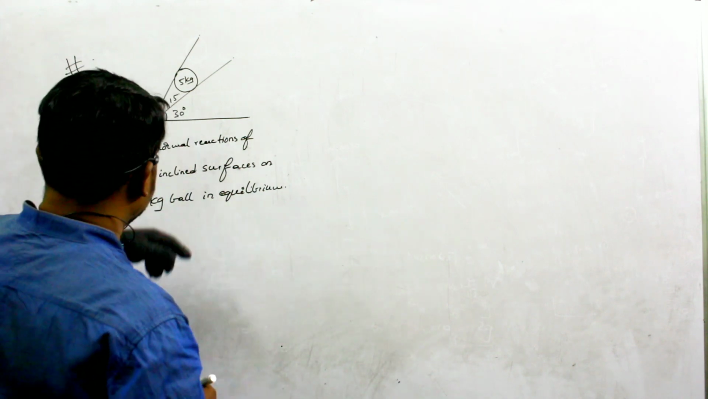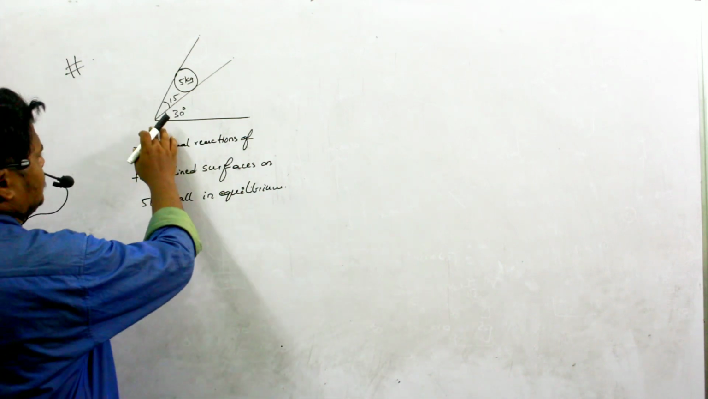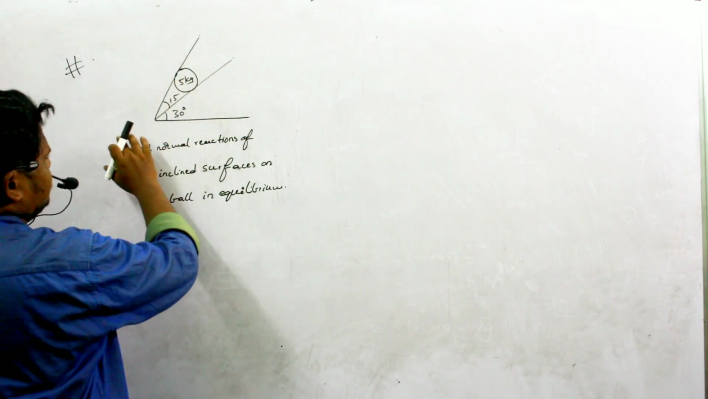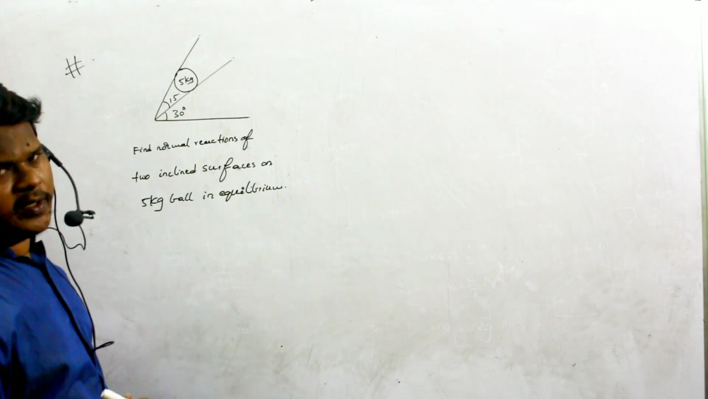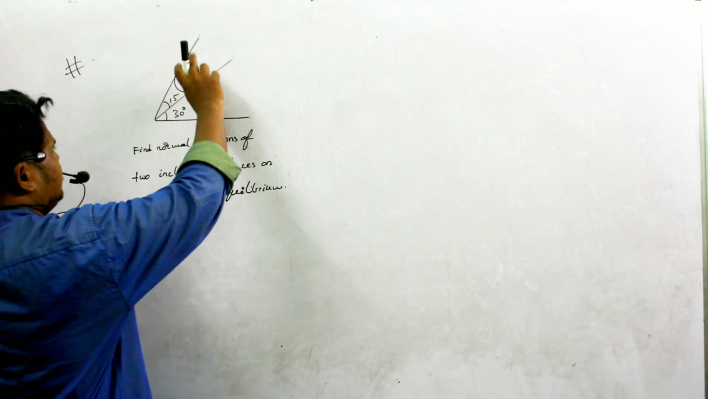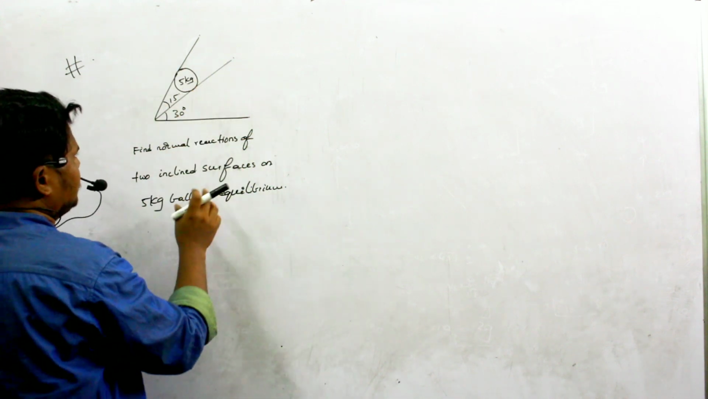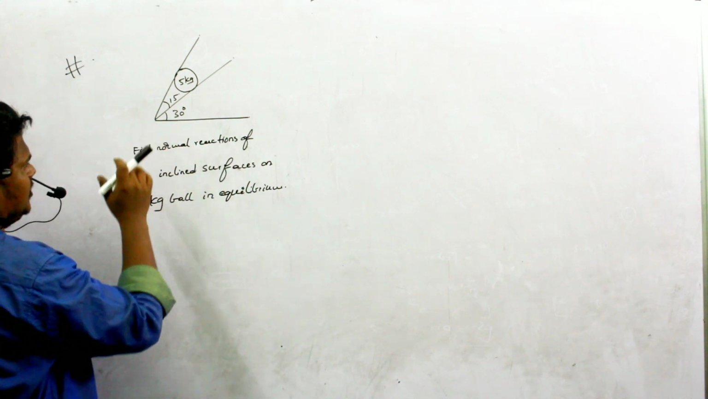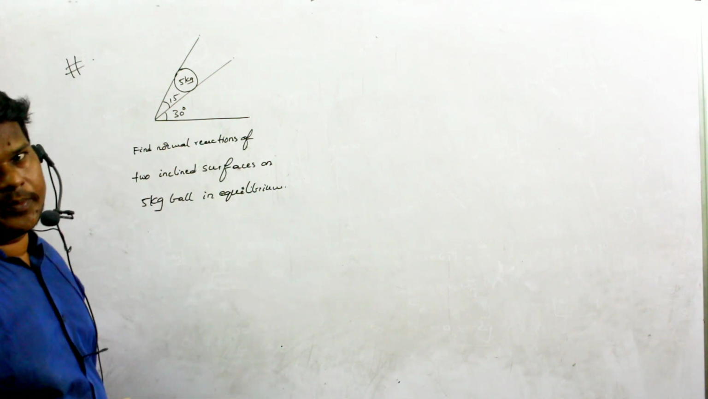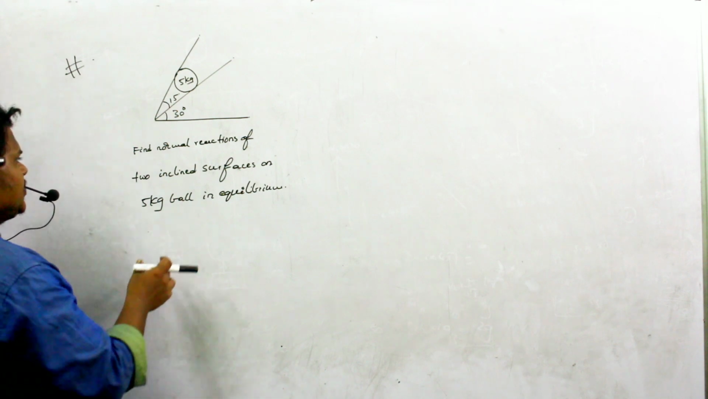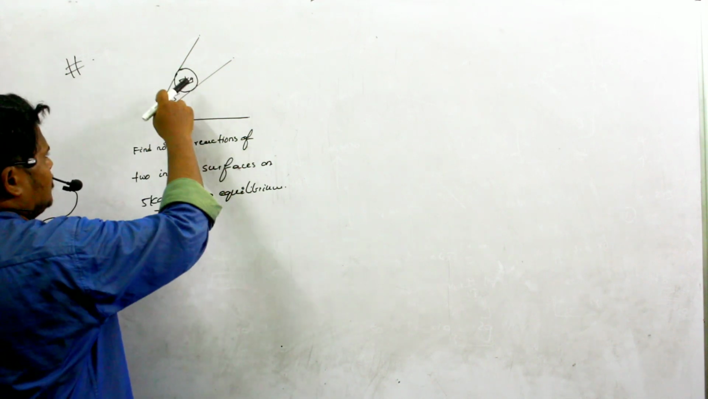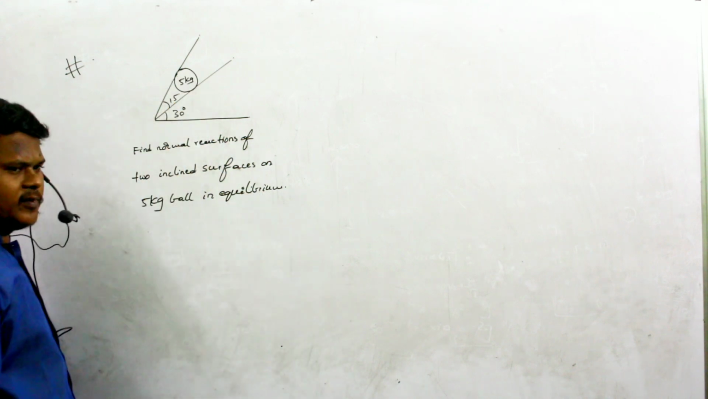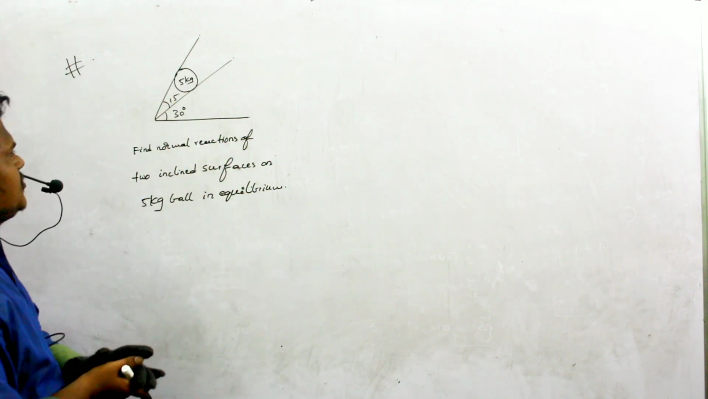So this is the given question here. There are two inclined surfaces, one at an angle of 30 degrees, another at an angle of 15 degrees. Between these two inclined surfaces, there is a ball of mass 5 kg, and it is given that this ball is in equilibrium. We are supposed to find the normal reactions of these two inclined surfaces on this 5 kg ball when it is in equilibrium.